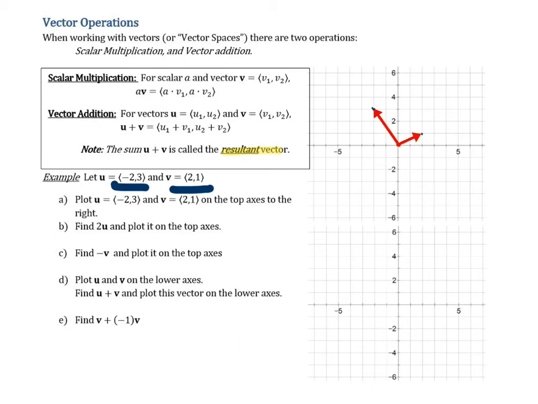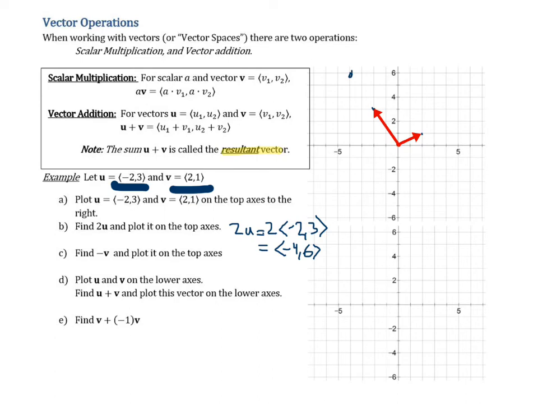Well, 2u, as we said from up above, means we're going to take 2 times the component form of u. The component form of u is negative 2, 3. And we're just going to multiply that out. That's going to be 2 times negative 2 is negative 4, and 2 times 3 is 6. Kind of a distribution thing. So if we go negative 4 and 6, we're going to be up here.